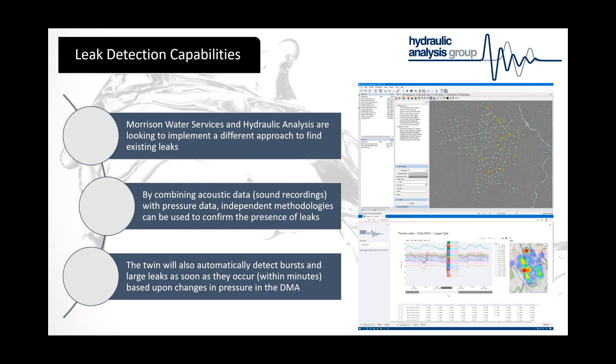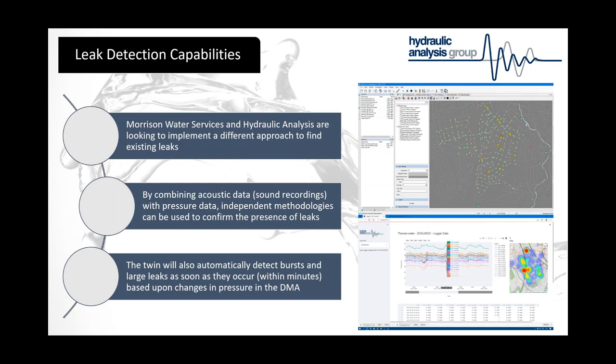And we're trying to constantly find different ways and implement techniques to find leaks. What we're trying to do now, very successfully, is to combine acoustic data, sound recordings, with pressure data, and therefore you have two completely independent methodologies used to confirm the presence of leaks. So if your pressure loggers are indicating a pressure imbalance in the system at a certain area where there shouldn't be one, and your acoustic loggers are alarming, then you've got very, very high confidence levels. You've got a really significant leak in that area.